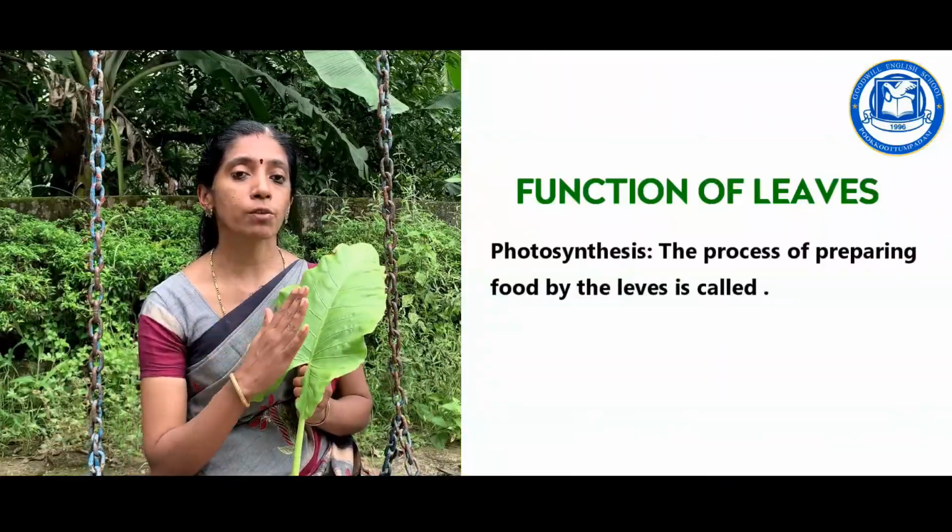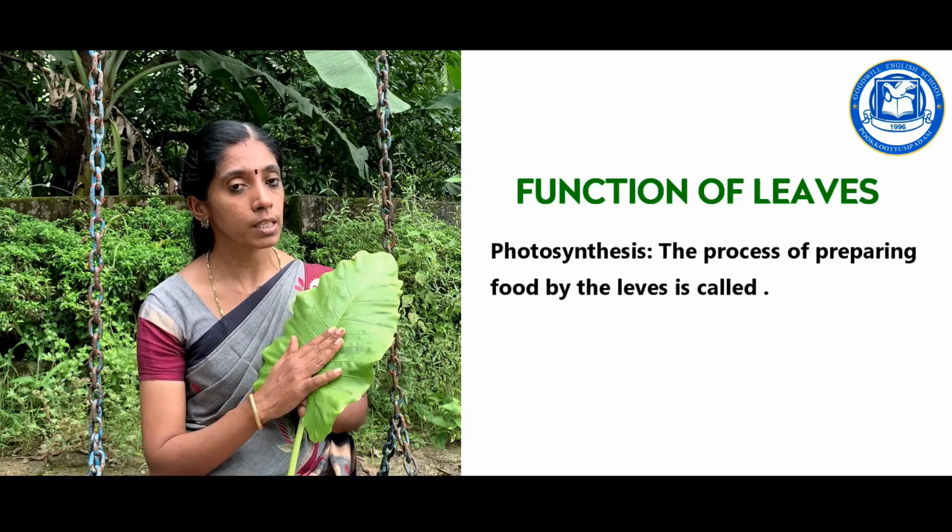Reticulate means a midrib and a network around the midrib, it is reticulate. Parallel means all the veins are parallel to each other. So this is about the two types of leaves. So we learned about the different parts of a leaf and the venation of the leaf. Now let us see what are the functions of a leaf. The main function of the leaf is called photosynthesis.